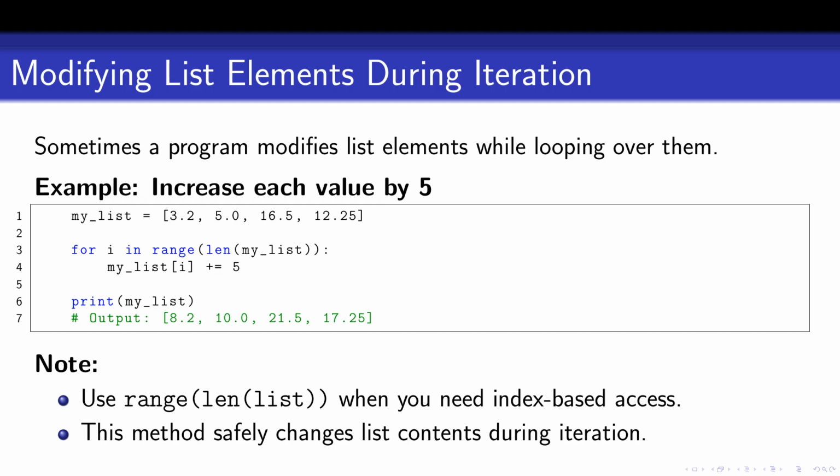For example, adding 5 to each value in a list of numbers can be done efficiently by referencing each index in turn. This is particularly useful in data normalization, scaling, or when working with sensor readings and financial values. Since you're modifying the list in place, it's important to be intentional about how you loop to avoid introducing bugs or overwriting values unintentionally.